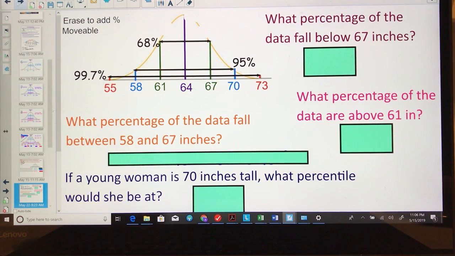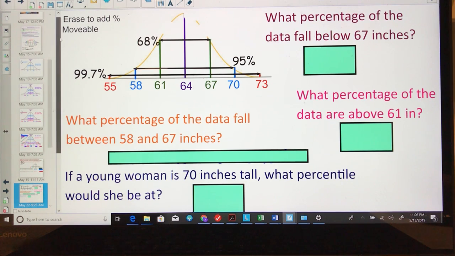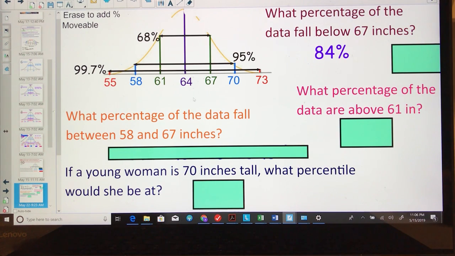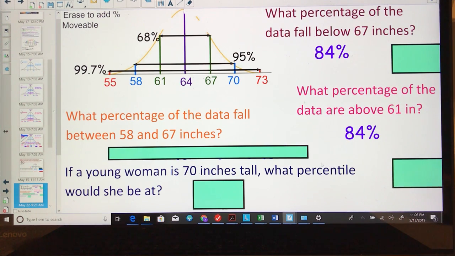All right, take a moment, pause the video, try and answer these questions here. What percentage of students fall below 67 inches? So here's 67. Remember, this is 50th percentile. If we add our 34% on there, that should be 84%. What percent are above 61 inches? Similarly, this is 50%, and you add on your 34%. That's going to be your 84%.